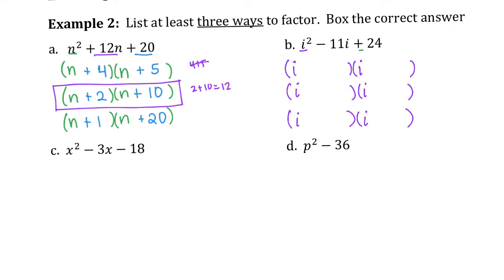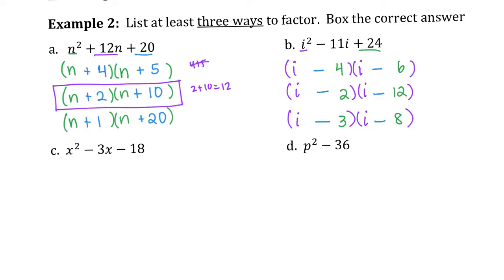Okay, now the last factor is 24, so I want to think of what I can times to get 24. How about 4 times 6? 2 times 12? 3 times 8? I could do 24 times 1 also. It is a positive 24. So I'm thinking plus plus, but actually because this is a minus sign, I'm actually going to make it minus minus. So then I'm going to check and see which one adds up.